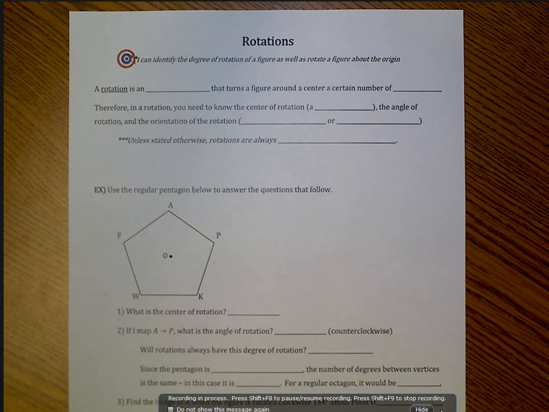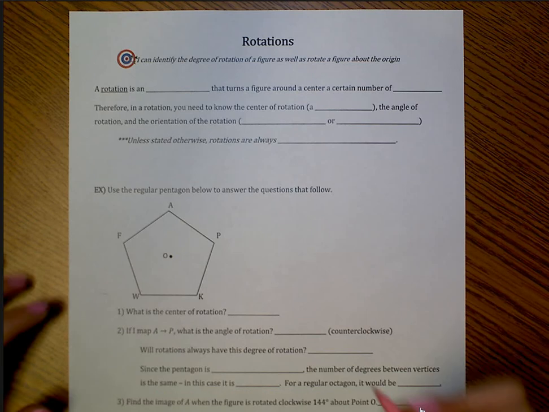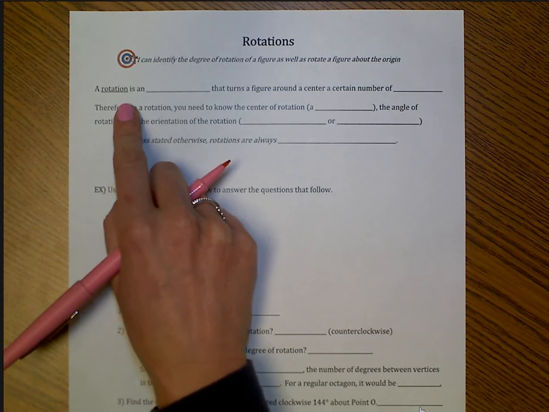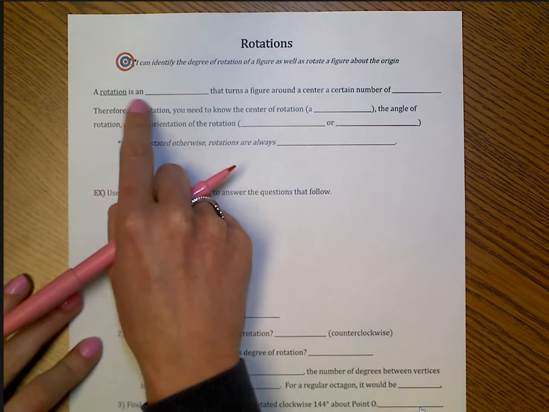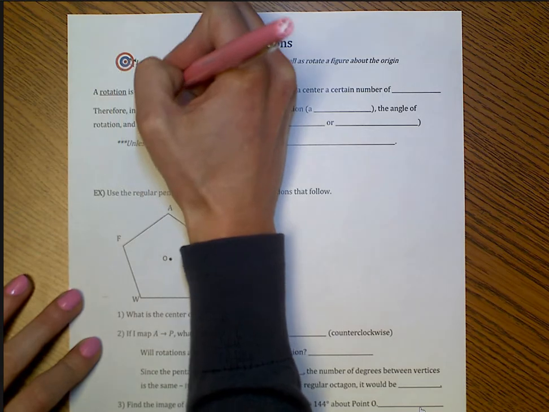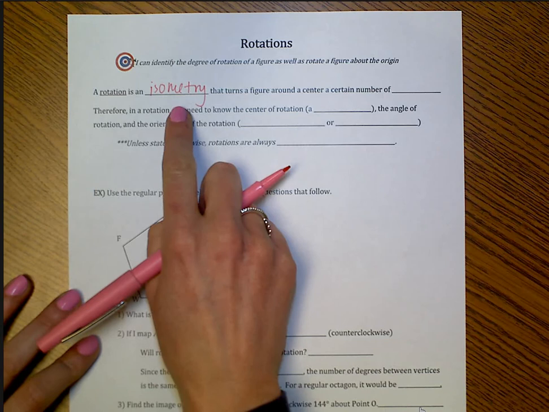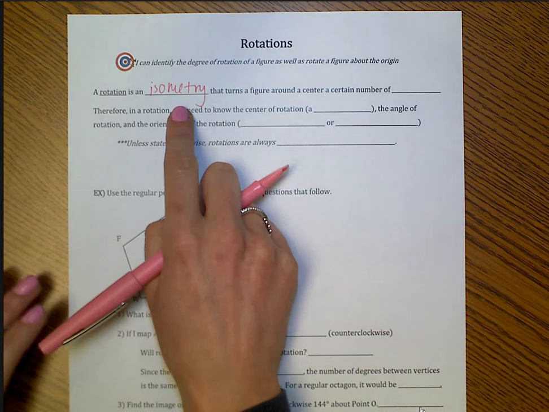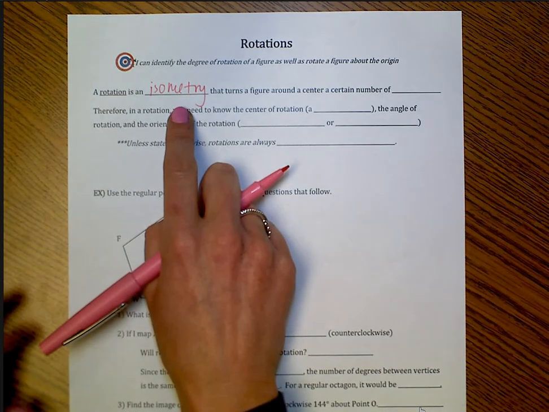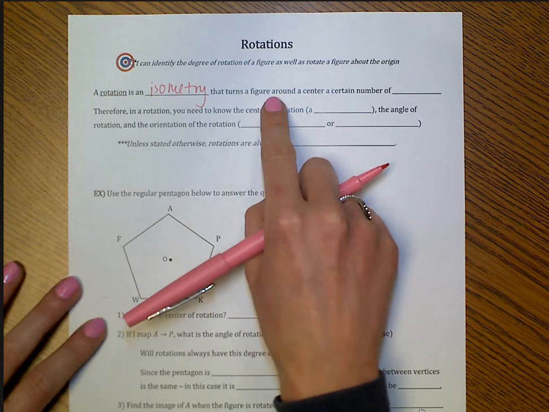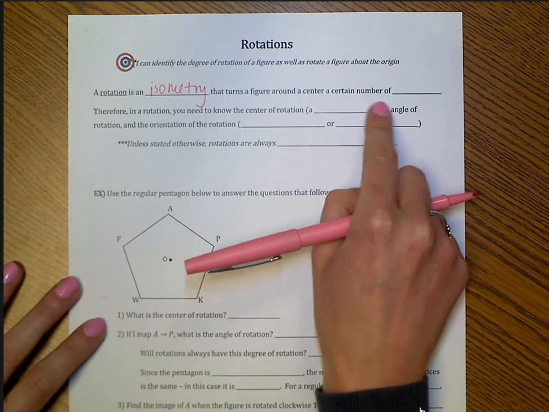Today we're looking at our third type of transformation, which is rotations. Now, just like our previous two transformations, translations and reflections, a rotation is also an isometry, which, remember, is when the pre-image and the image are congruent. So the size doesn't change, the shape doesn't change in a rotation. And it's an isometry that turns a figure around a center a certain number of degrees.